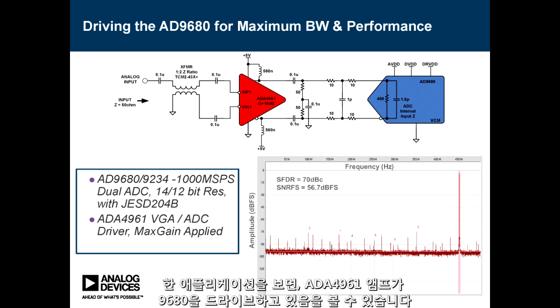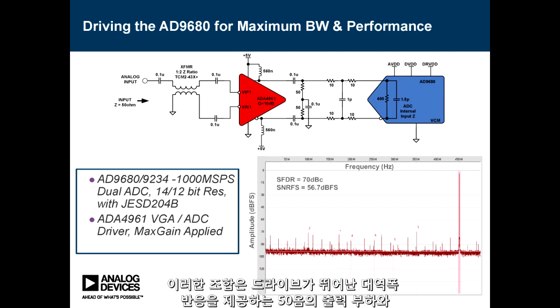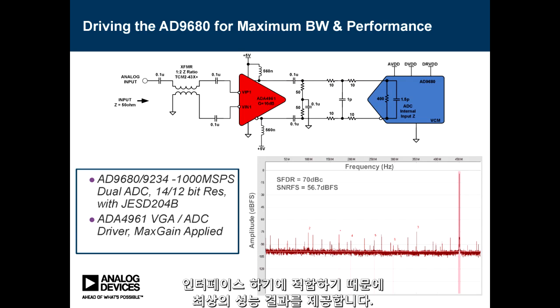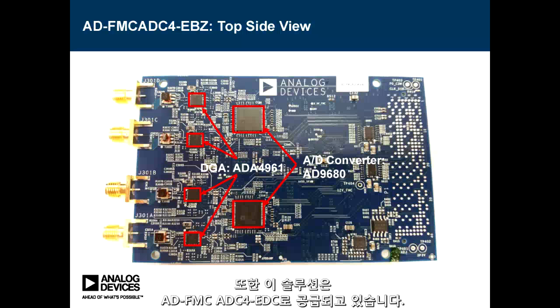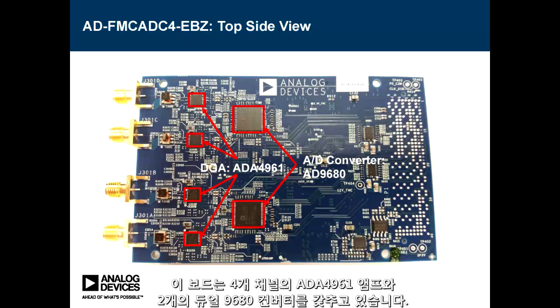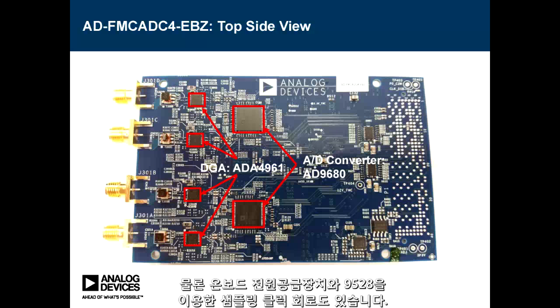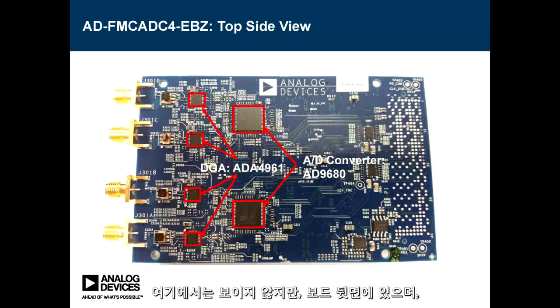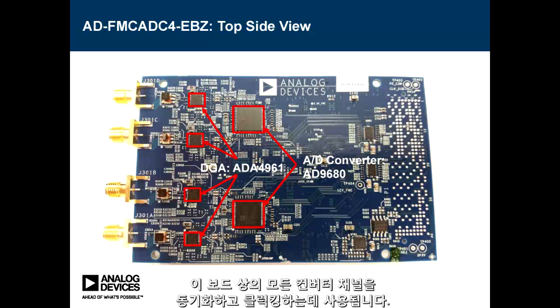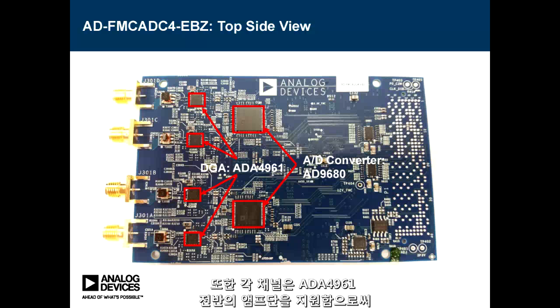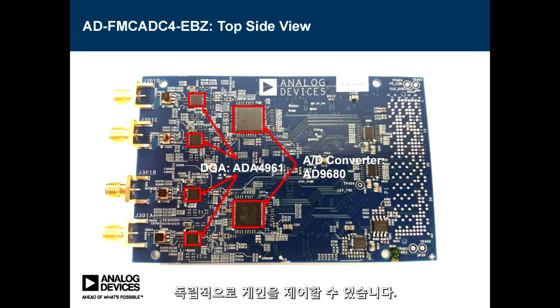Looking at one particular application, this shows the ADA4961 amplifier driving the 9680. Here, this match provides the best performance results as the driver is well suited for interfacing with a 50 ohm output load, providing good bandwidth response. This solution is also available, shown here, called the AD-FMC-ADC4-EBZ. This board has 4 channels of the ADA4961 amplifier and 2 dual 9680 converters. Again, there is an onboard power supply and a sampling clock circuit using the 9528. This is not shown, it's found on the back side of the board, but it's used to clock and synchronize all of the converter channels on this board. Each channel can also be independently gain controlled from the supporting amplifier stage through the ADA4961.